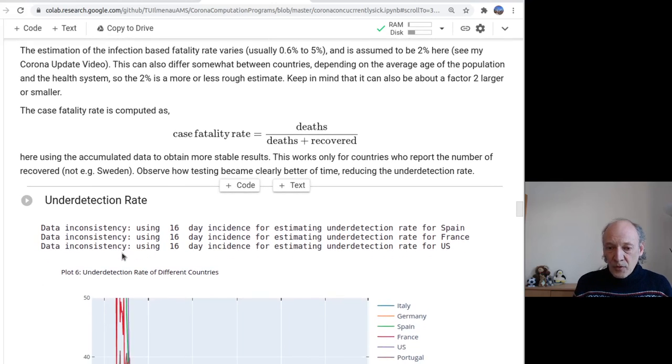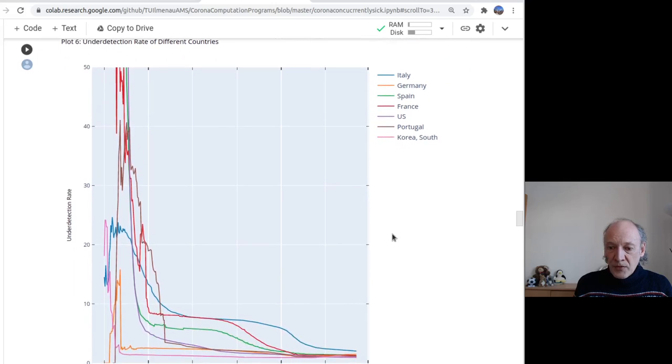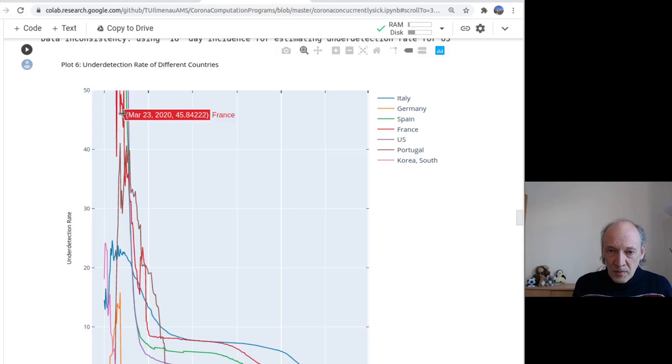So here you can see the computation for the different countries. Again, for Spain, France, and the US, I used the 16-day incidence for the number of recovered or death. And these are the underdetection rates. I found this actually quite interesting. Even keeping in mind that you easily have this factor of 2, the shape gives you some interesting information. It shows you that in the beginning of the pandemic, this rate was very high, as expected, because they still needed to roll out the testing.